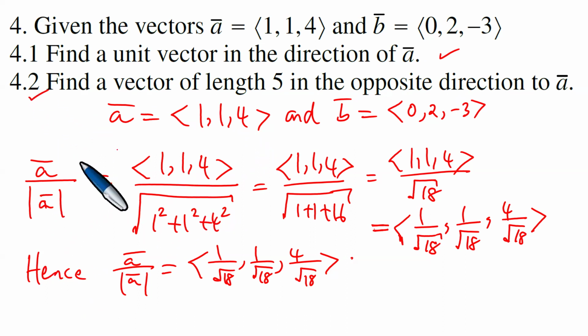What 4.2 says: find a vector of length 5 in the opposite direction to A. So we continue. I want to know what you think about 4.2, and then we shall do it together. Find a vector of length 5 in the opposite direction to A.